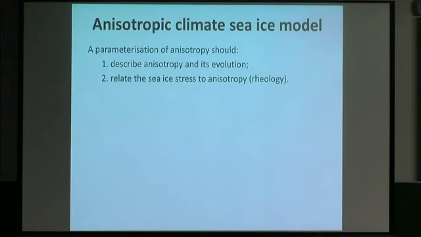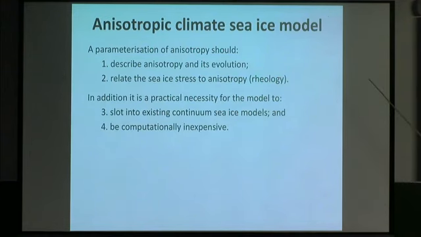of a climate model. In this case, we want the parameterization to describe the anisotropy and how it evolves with time, and to determine the ice stress. But the practical thing is that it's got to slot into existing continuum sea ice models, and it can't cost too much in terms of numerical cost. Climate modelers already get into a hissy fit about how much the sea ice model costs compared to the ocean and the atmosphere. If I were to double the cost of running the sea ice model, it won't happen. So it has to be numerically efficient.